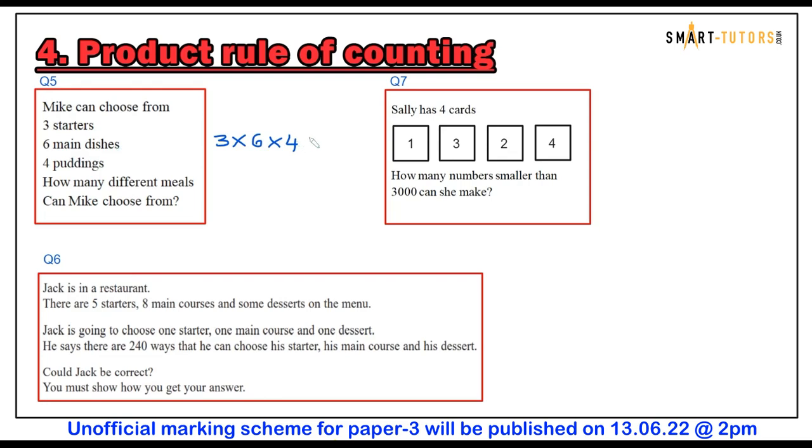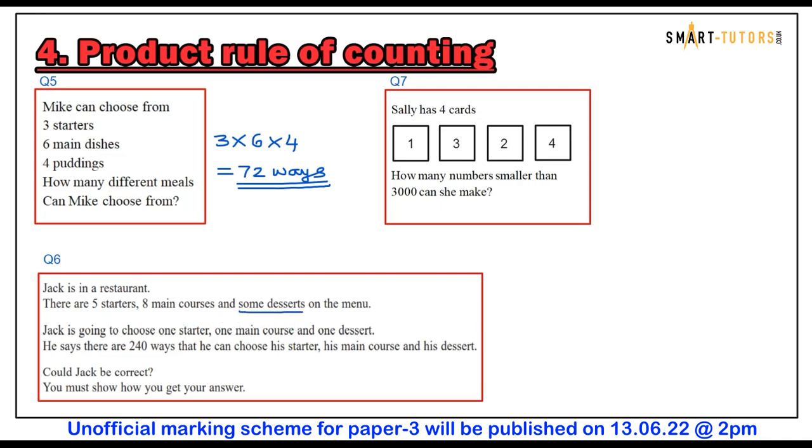Basically, product rule means you need to multiply all the possible options. So if you do 3 times 6 times 4, 72 ways, right? 72 ways or 72 options, you can write them. So 3 times 4 is 12, 12 times 6 is 72. Question number 6. Jack is in a restaurant. There are 5 starters, 8 main courses, and some desserts.